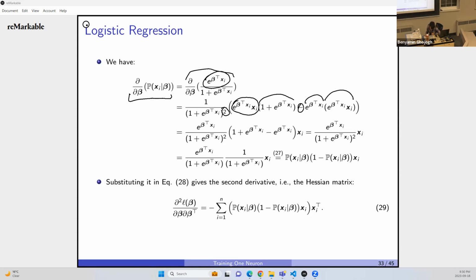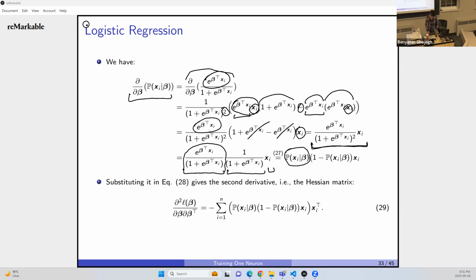Now what happens? I have e to the power of beta transpose xi in both terms. I factor it out, so I will have these terms. Interestingly, these two cancel each other, so I will end up with this. Agreed? By the way, I also factored out xi. So I can write this term as a multiplication of 3 terms. Agreed? Interestingly, the first term is what I defined, the probability of xi given beta, and the second term is 1 minus what I defined, and then xi.